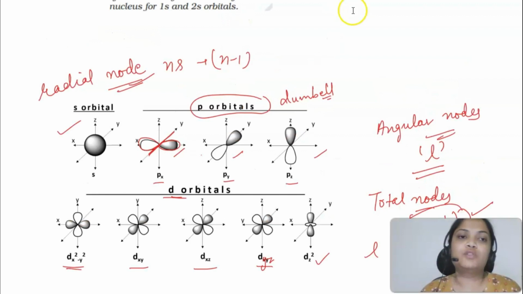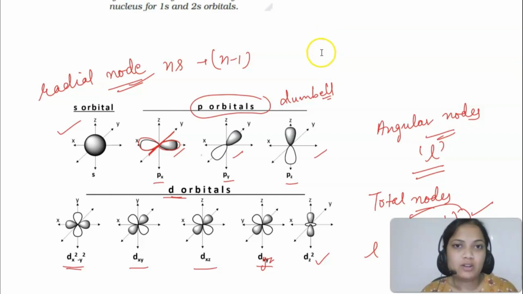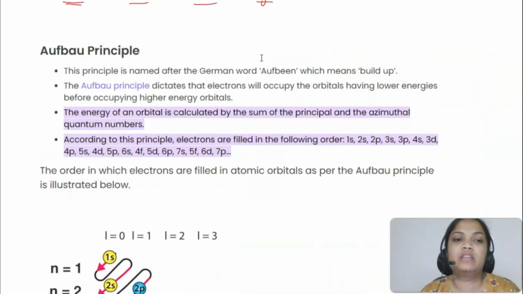Okay. So now that, students, we know about the orbitals and the shapes of orbitals, let's see how the atomic orbitals are filled. To fill the atomic orbitals, we have basically three rules. The first one is the Aufbau principle. These rules are very important for filling the atomic orbitals.